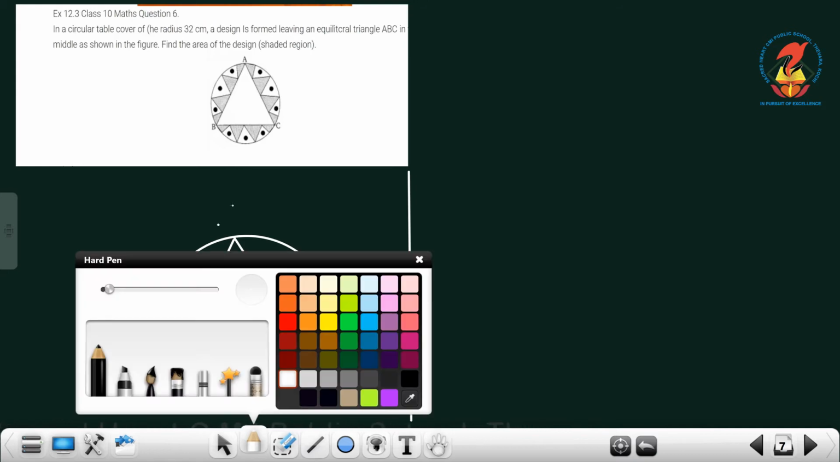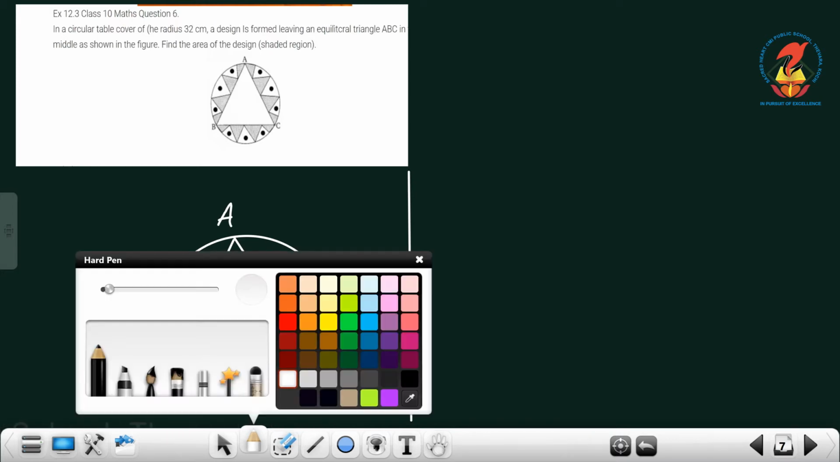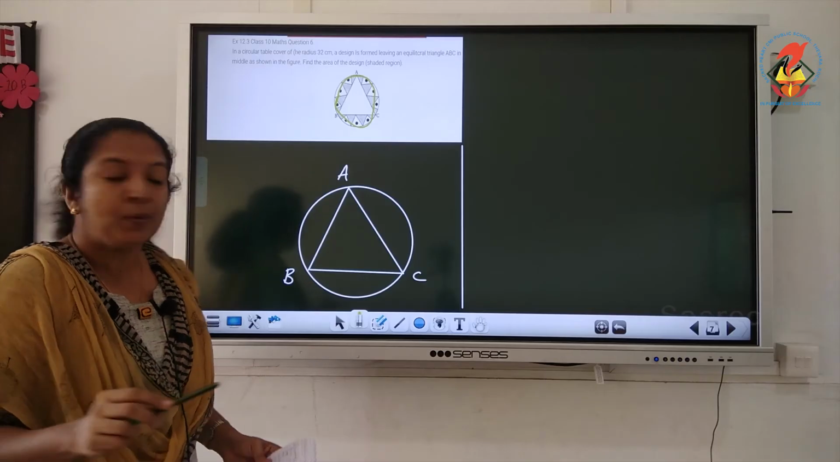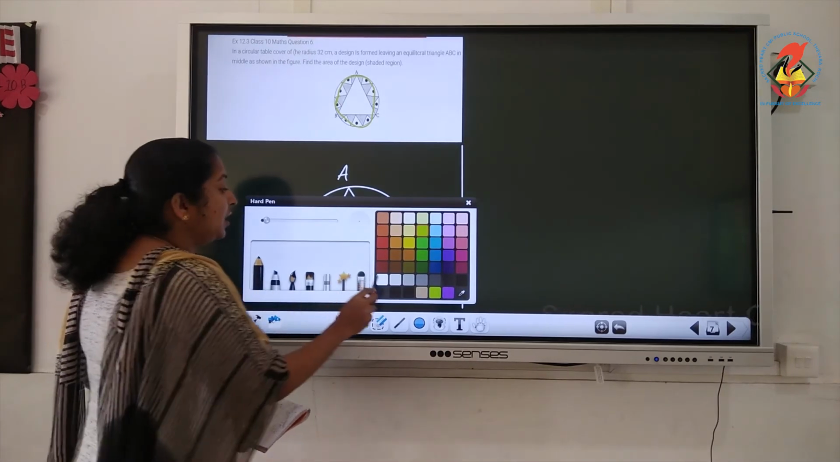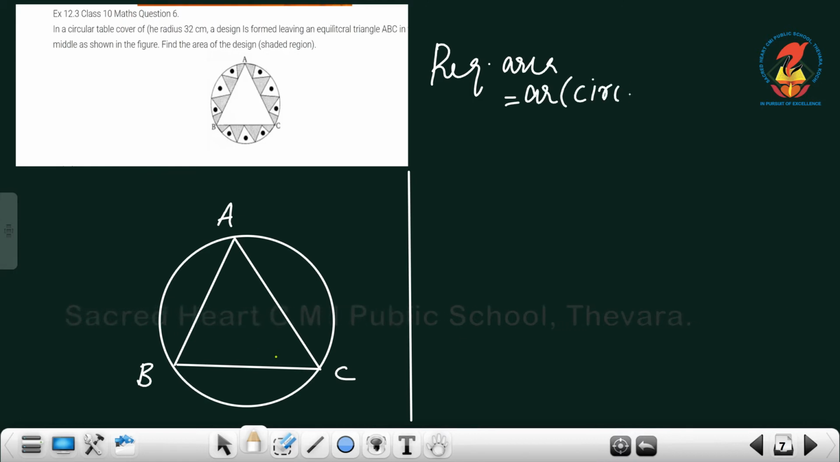So, I am marking this as A, B, C. And what you have to find is the area of this part. Area of this part means area of the circle minus area of the equilateral triangle. So, required area is equal to area of the circle minus area of the triangle.